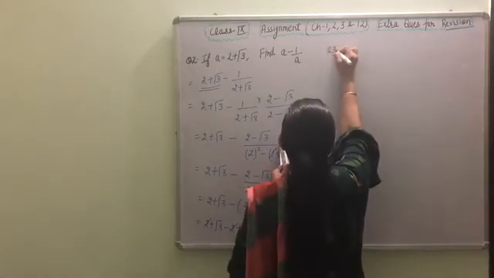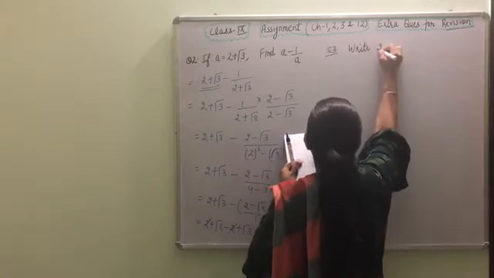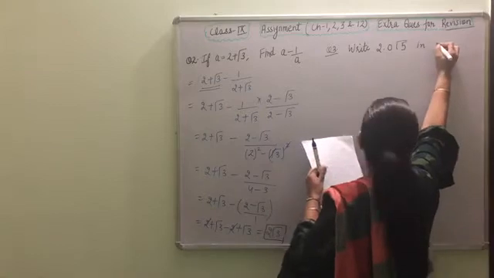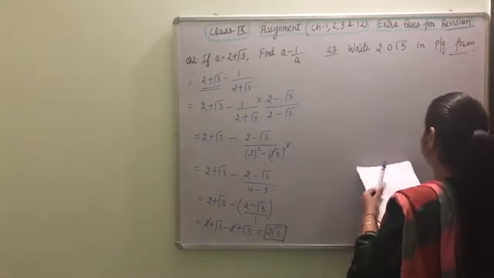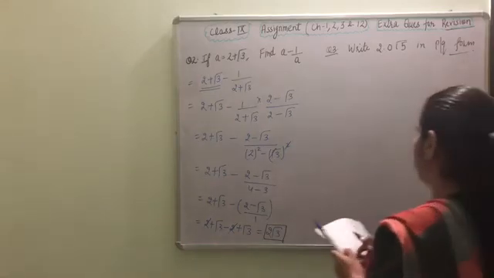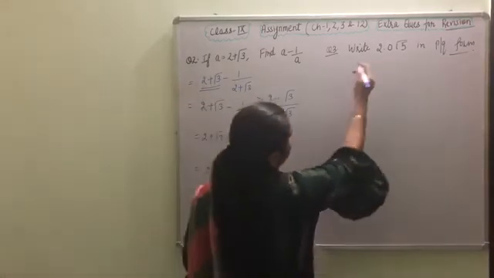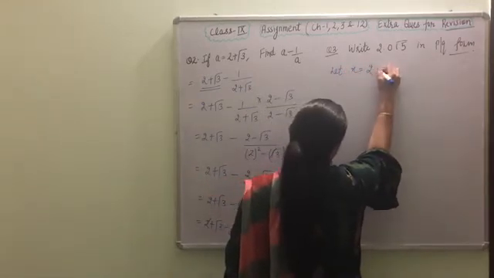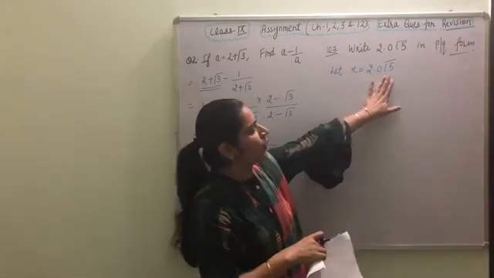Question number 3. Write 2.015 bar in p by q form. We just have to write down this value in p by q form. So let this given number be x equal to 2.015 bar. Here the bar is on 2 digits.